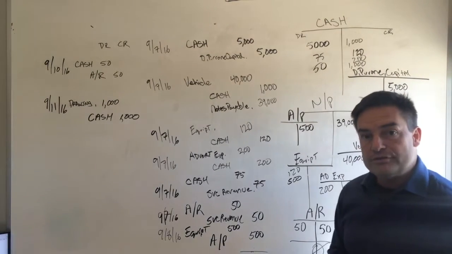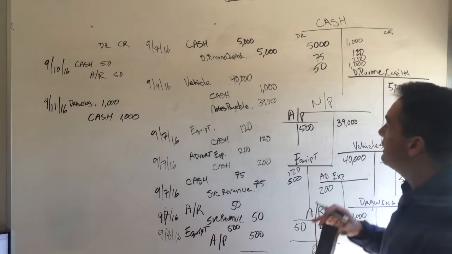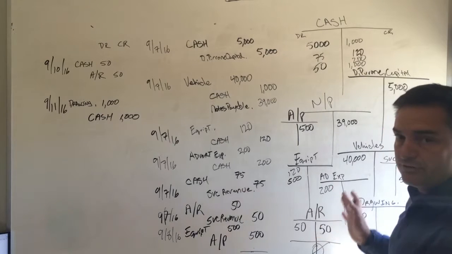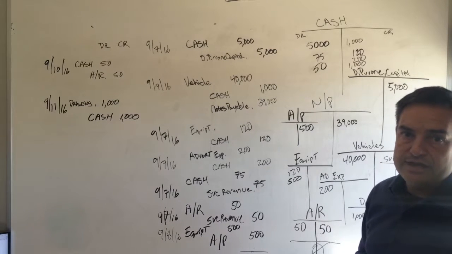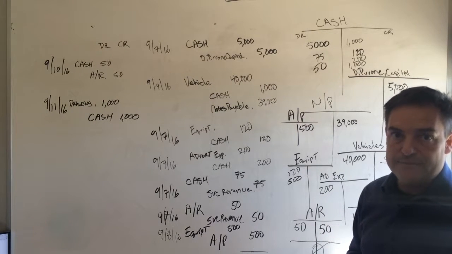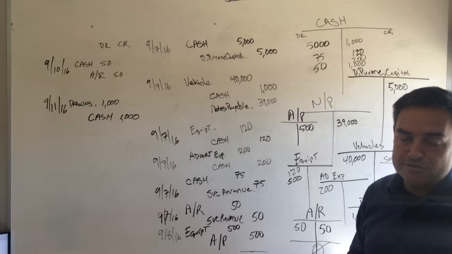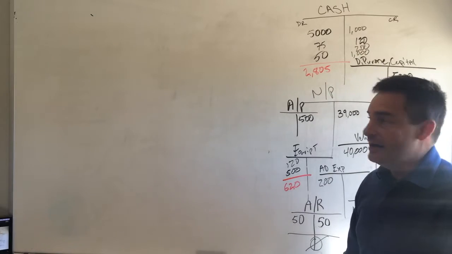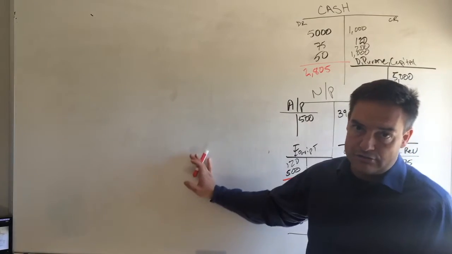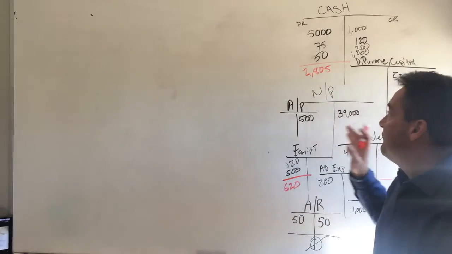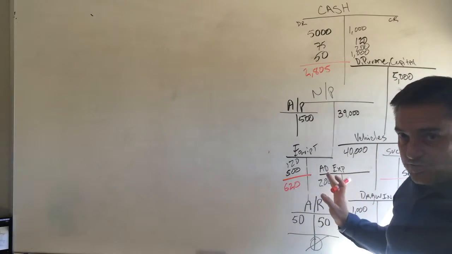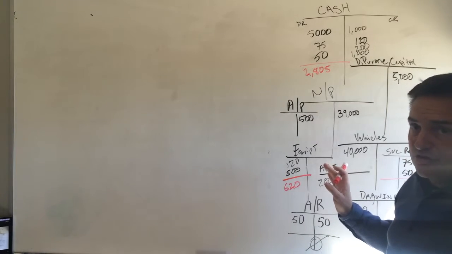All right, so what we'll do next is we will calculate what all the balances are within the T accounts, and then we will create the financial statements: the income statement, statement of owner's equity, and balance sheet. So what I've done is I've erased the general journal entries over on this side, but I've kept the T accounts over here, and I've tabulated the individual balances.